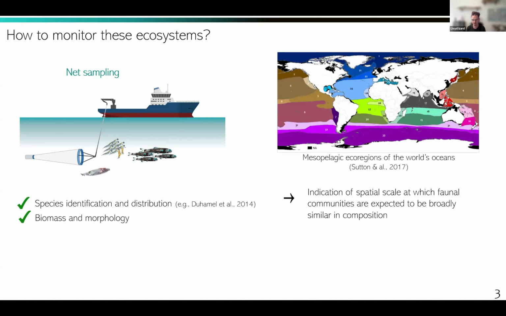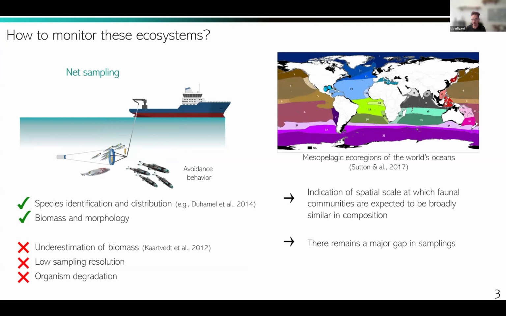These ecoregions are indicators of spatial scales at which faunal communities are expected to be broadly similar in composition. Now we can mention that there remains a major gap in net sampling, and that's due to the difficulty of working in deep sea, and that can limit our understanding of the fauna distribution at a global scale. We can also mention the inefficiency of trawls in representing the actual proportion of species below the ocean surface. And that's one limit among others I can name here.